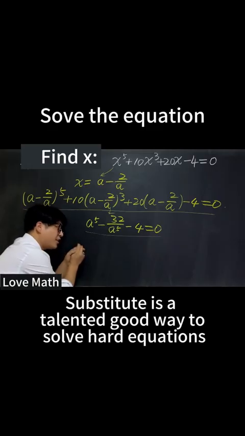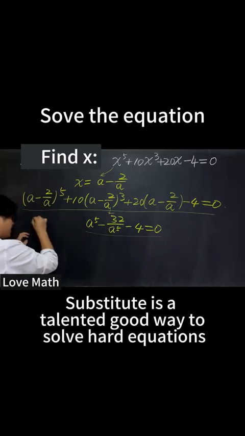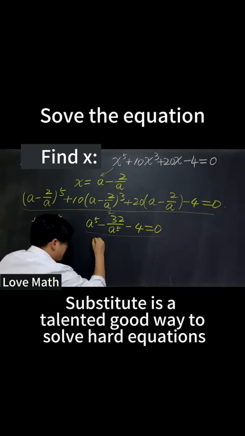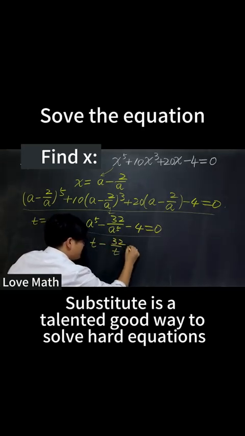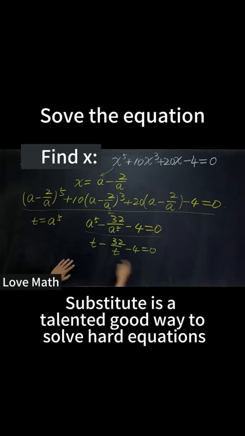After simplifying it to this form, he then assumed, once again, that t equals a to the fifth power. He assumed t equals a to the fifth power, and then the original equation became t minus 32 over t, minus 4 equals 0. Then he continued by eliminating the denominator. So it became t squared minus 4t, right? Since you multiply both sides by t, minus 4t, and then minus 32 equals 0. Right? You have to be careful when solving problems.